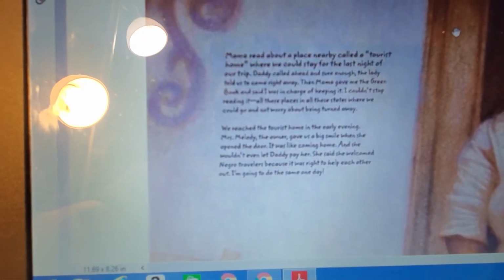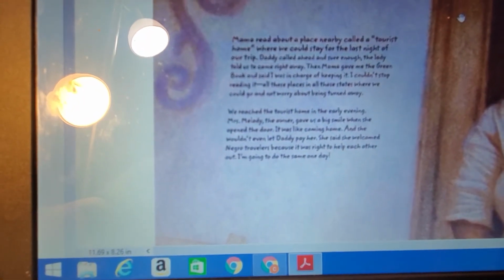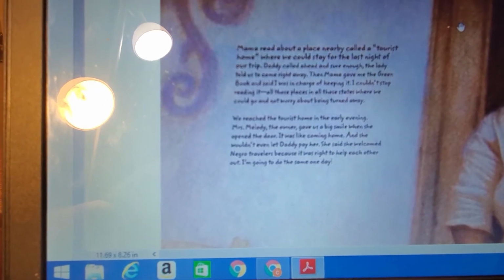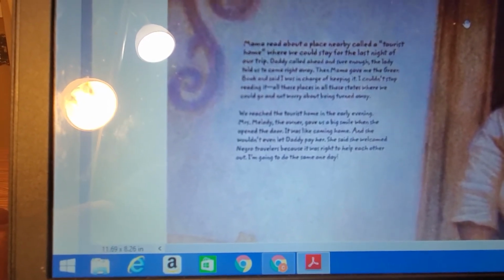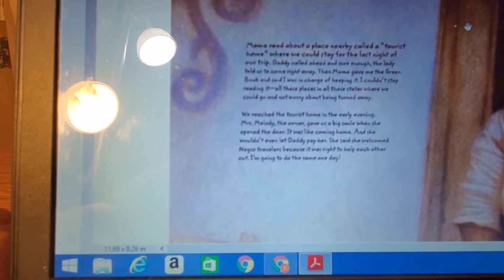So I'll read this section to you, and then we'll talk a little bit about it. Mama read about a place nearby called a tourist home where we could stay for the last night of our trip. Daddy called ahead, and sure enough, the lady told us to come right away. Then Mama gave me the green book and said I was in charge of keeping it. I couldn't stop reading it. All those places in all those states where we could go and not worry about being turned away.